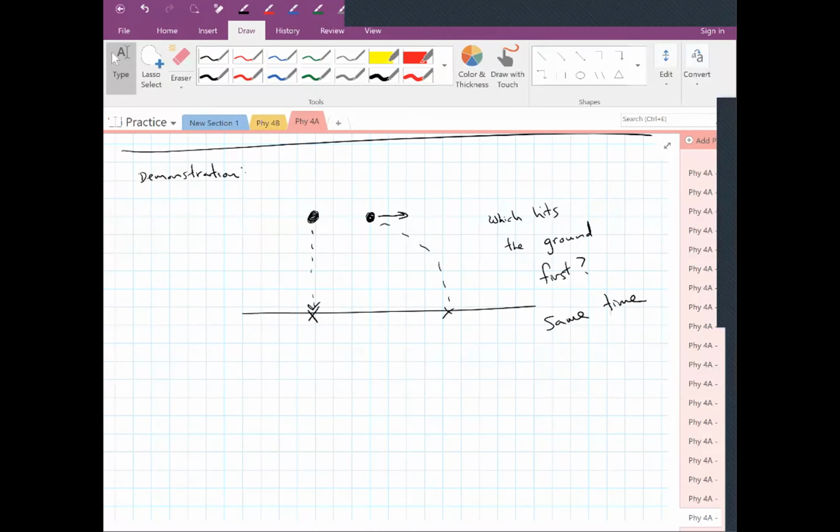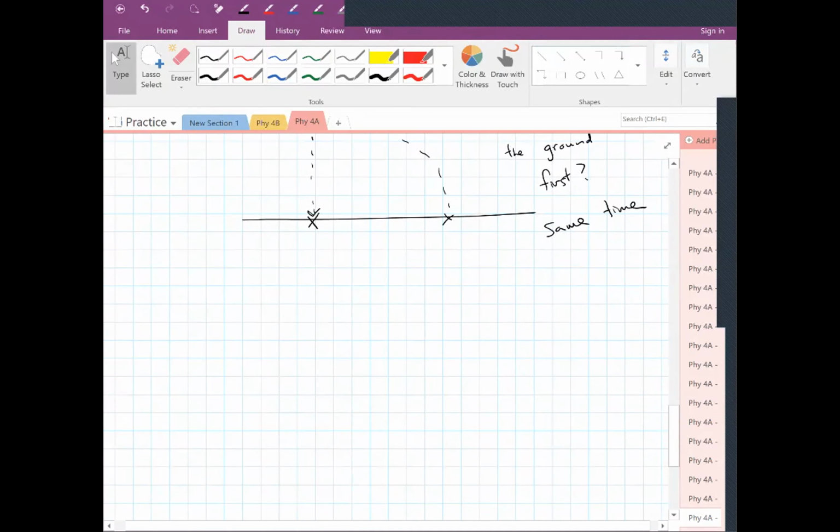Let's take a look at this one. We're going to launch 2 projectiles simultaneously. A is going to follow a high trajectory, but not go very far horizontally. B is going to follow a low trajectory, but go far horizontally. Which one hits the ground first?